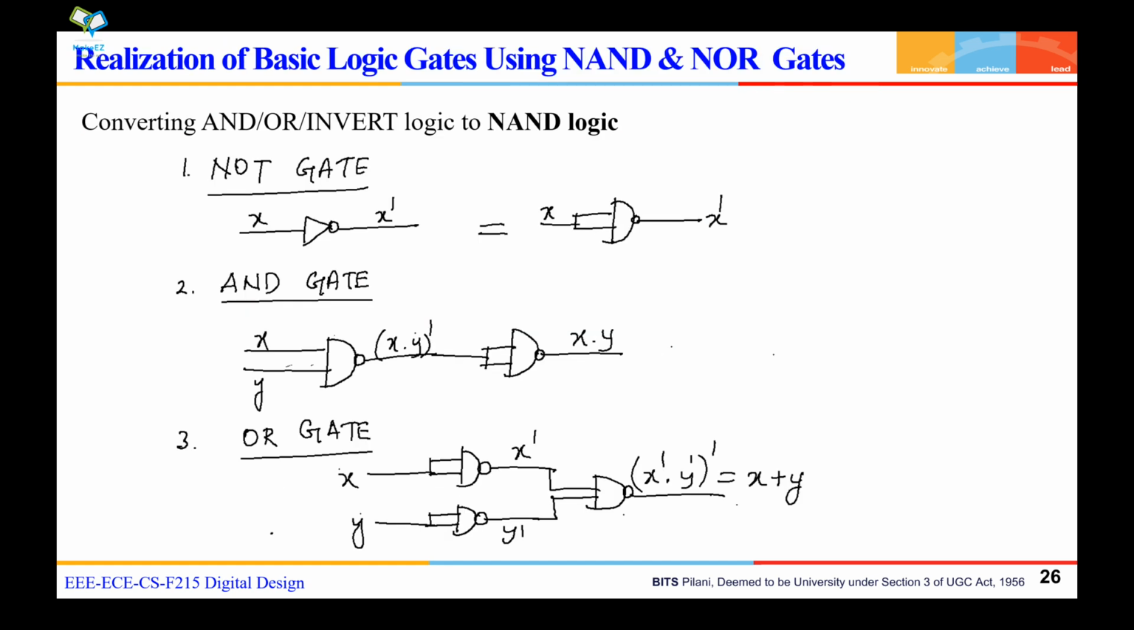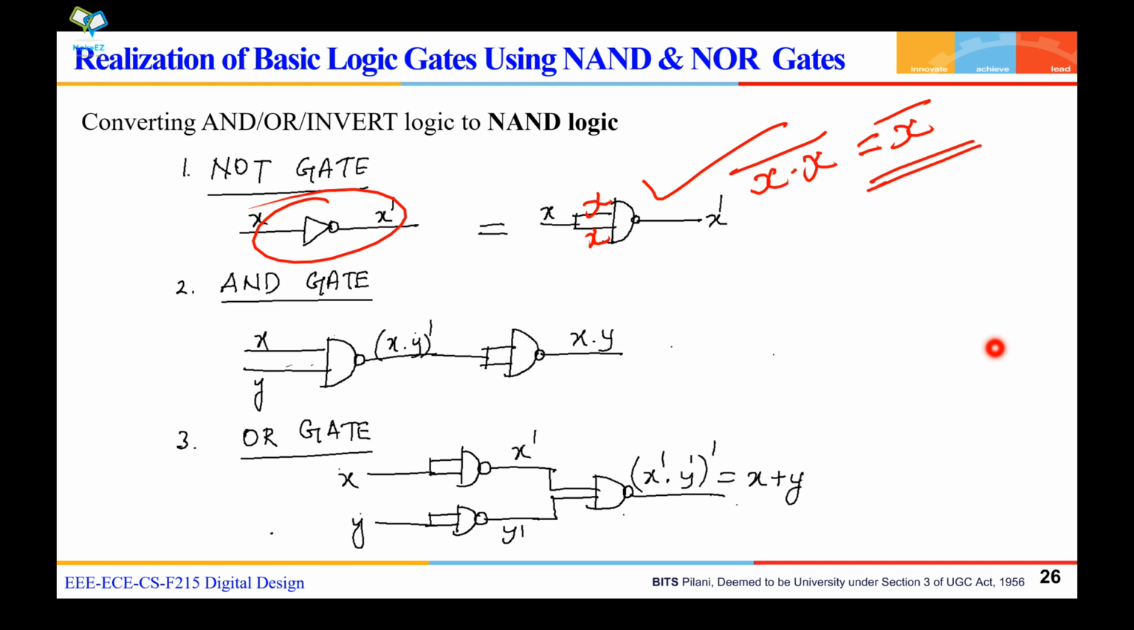Now let us see how you realize the basic gates using NAND and NOR gate. This is a NOT gate, and this is NOT gate realization using NAND gate. You can see NAND operation will be equal to x dot x, right? You have both the inputs x, and x dot x whole bar, right? This is equal to x bar. So you are going to get x bar.